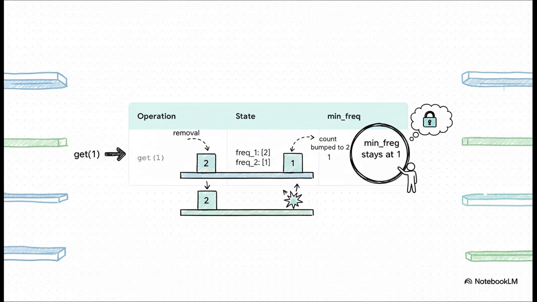What happens? Well, item 1 gets yanked off the frequency 1 shelf. Its count gets bumped to 2, so we create a new shelf for frequency 2 and pop item 1 right there. Now here's the important part. Look at minFreq. It's still 1. Why? Because item 2 is still sitting back on that frequency 1 shelf, holding the spot.